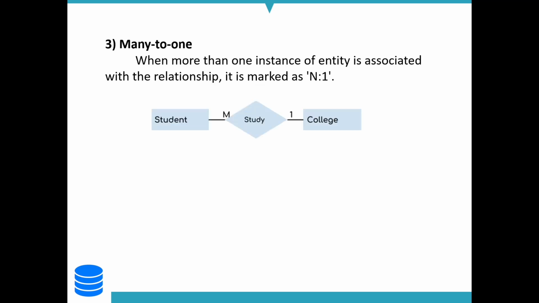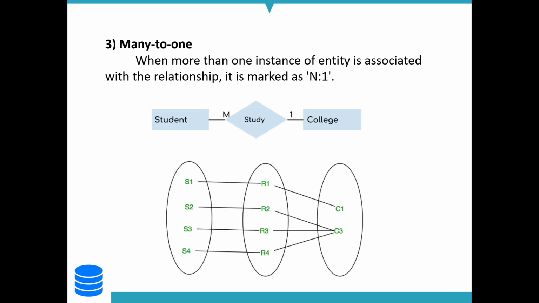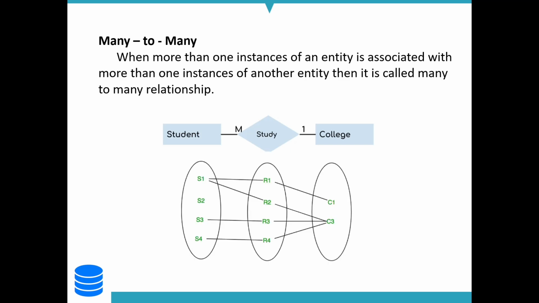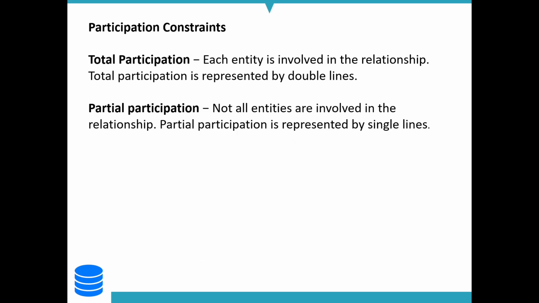Then many-to-one. Students study in a college. A lot of students are pursuing degrees under a single college. It's called many-to-one. This is a simple diagram example of many-to-one. Then many-to-many. Students study in colleges and study different courses in the same college. This is called many-to-many.